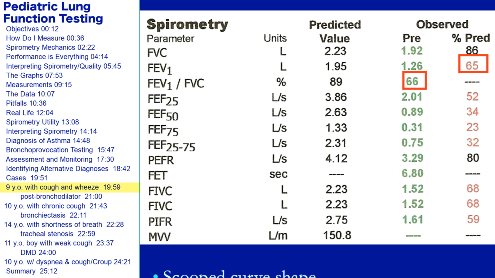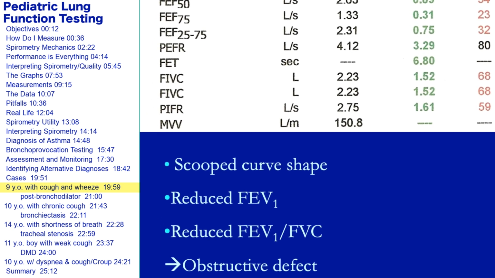And here we typically will look at the absolute ratio rather than looking at a percent predicted, although in newer guidelines there is suggestion that you can use a below the lower limit of normal as a definition of obstruction as well. And so just to highlight, the scooped curve configuration, a reduced FEV1 and the reduced FEV1 to FVC ratio definitely tells us that there's an obstructive ventilatory defect here.